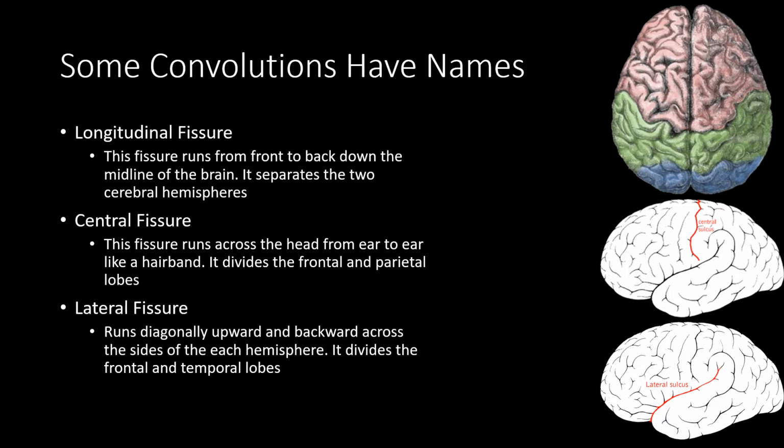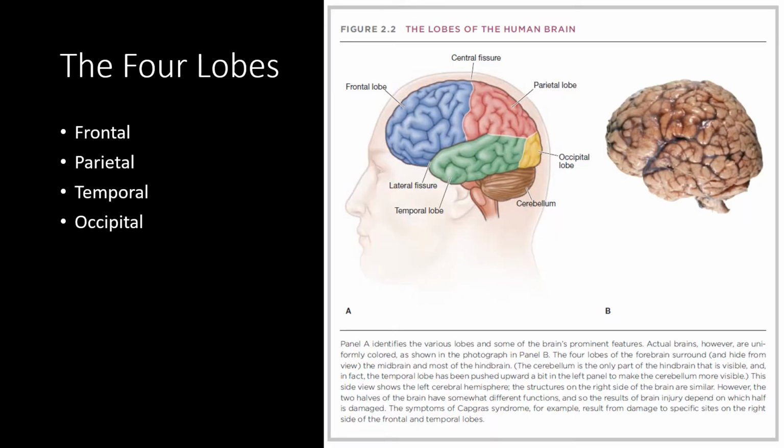Moving on, just so I can show you what the lobes look like, here's a picture from your textbook that divides the four different lobes. You see the frontal lobe listed in blue, the parietal lobe in red, the occipital lobe in yellow, and the temporal lobe in green, along with the fissures as well. Underneath the lobes, you can see part of the cerebellum peeking out in the back.